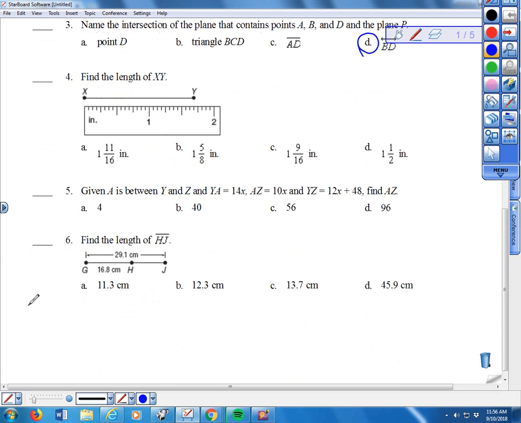Okay. What is the length of XY? Well, how many units are there? 16. So this is 8, 9, 10, 11. So 1 and 11/16.